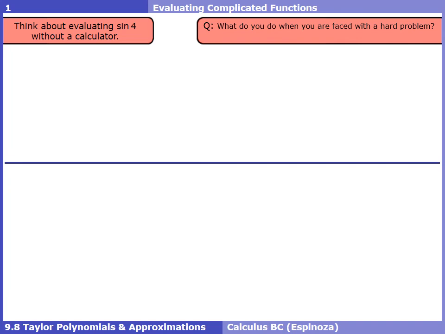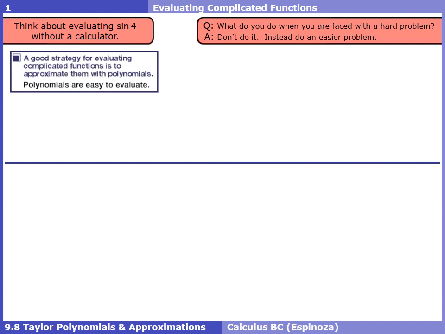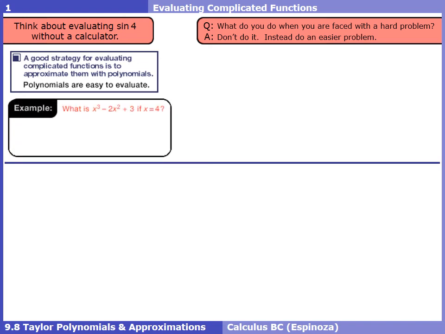So what would the sine of 4 be without a calculator? Well, when you're faced with a hard problem, what do you do? We don't do it. We do an easier problem instead and see if we can work our way up to the answer that we're looking for. So a good strategy that we've seen before in this class is, if we can't evaluate a complicated function, we can certainly evaluate a polynomial that would approximate that function. And again, we did that with our tangent line approximations.